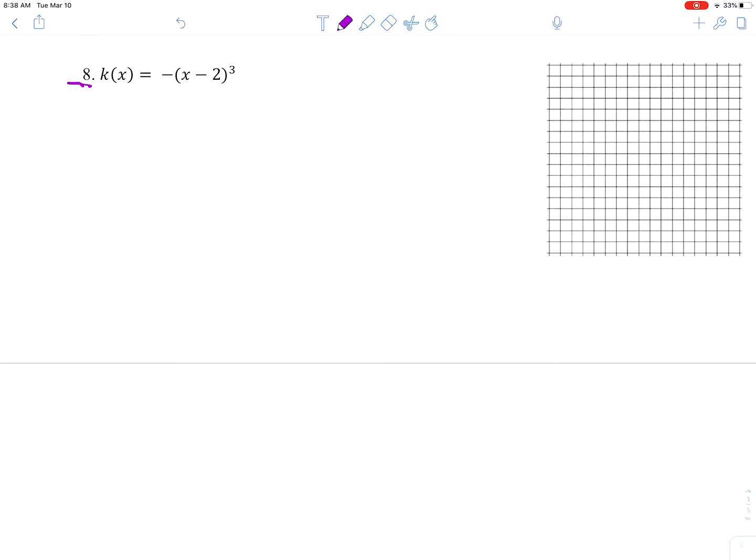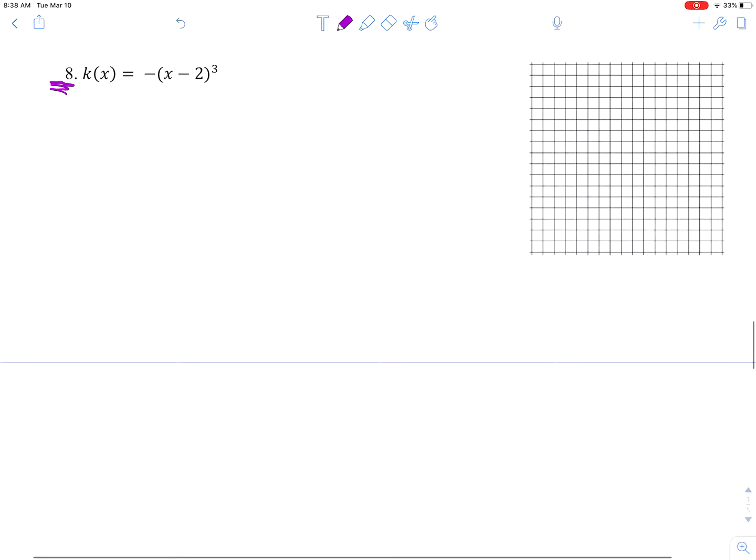Here's an explanation of number 8 on this homework, which was translations and reflections. Let's analyze this function first. K of x equals negative (x minus 2) cubed. That's a cubic function, so that's in the form of f of x equals x cubed.